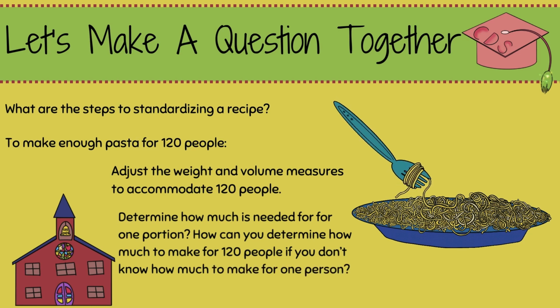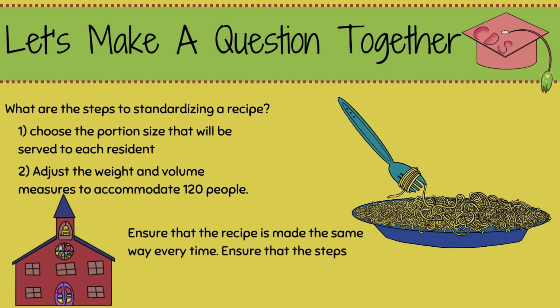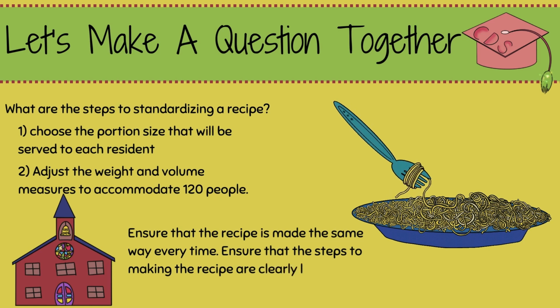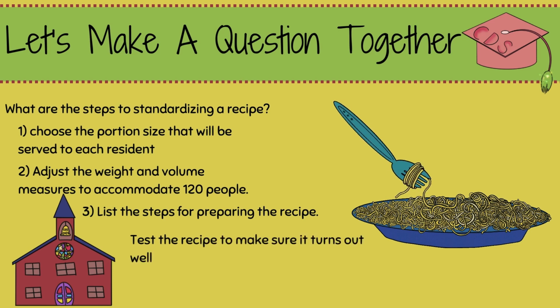What else did we need to do to ensure this recipe is standardized for the facility? We want to make sure that it is made the same way every time, no matter who is working in the kitchen. In that case, the steps for following the recipe should be very clearly written. Before we add this to the menu and begin serving it in our facility, we should test it to make sure that it looks good, tastes good, and has good texture.